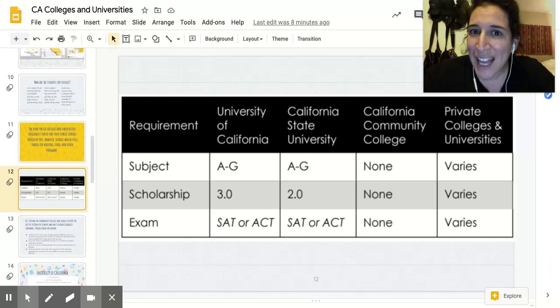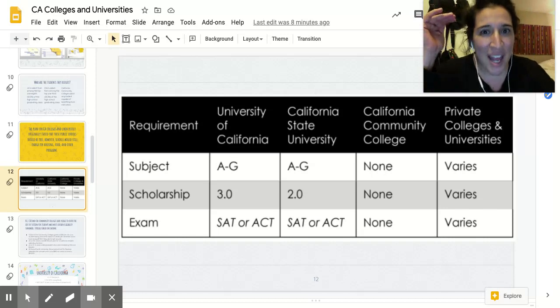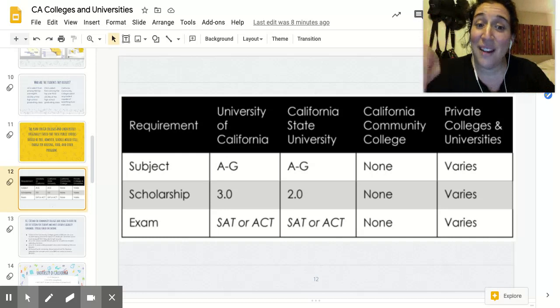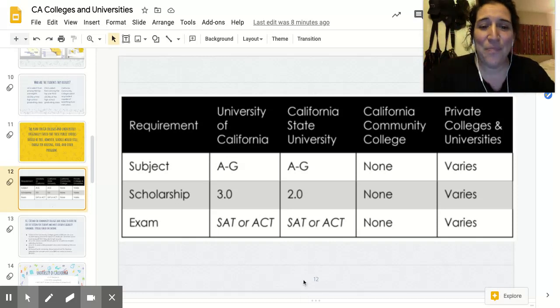And like GA counts. College prep does not count, but it helps boost your GPA. So keep that in mind that even though college prep is not an A through G course, it's still a bonus, it helps your GPA. In order to receive scholarships at a University of California, you have to have a 3.0 cumulative, meaning overall, and a Cal State 2.0 and above.